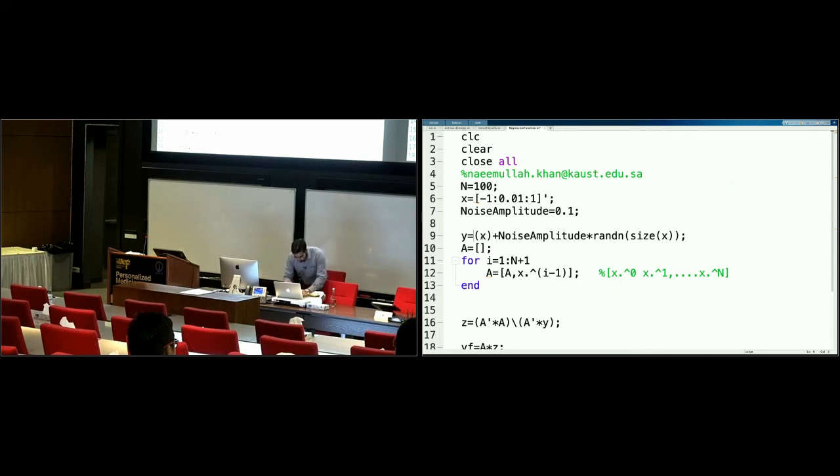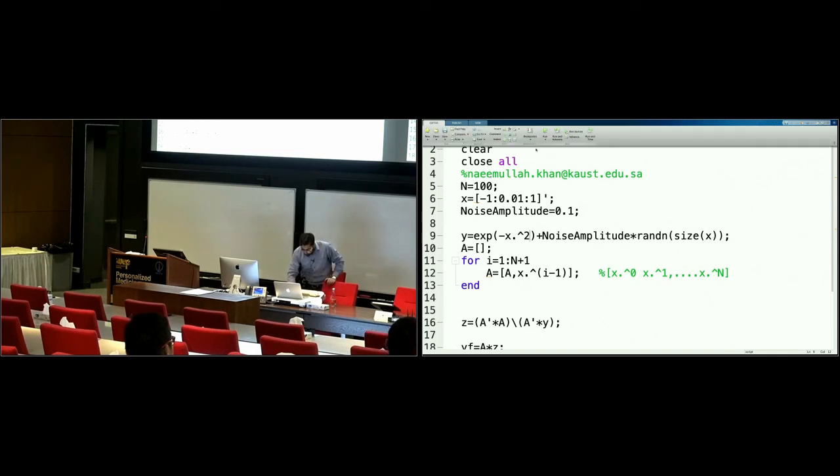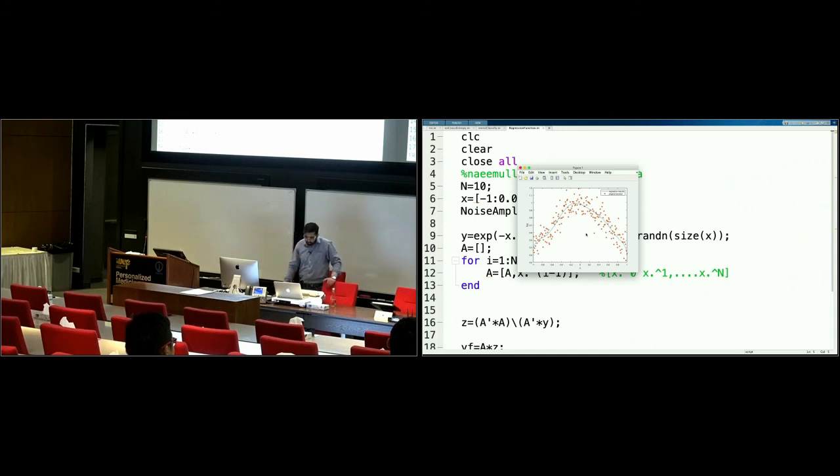Okay, that should be fine. I'm going to make it back to 10. Okay, it's fine. Somewhat Gaussian. Of course, we have not normalized it, so it doesn't look like a probability distribution, and we have added some noise to it as well. So it works on exponent of negative x squared. Anything else that you guys want to see?